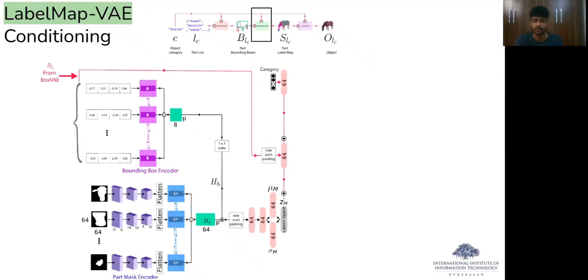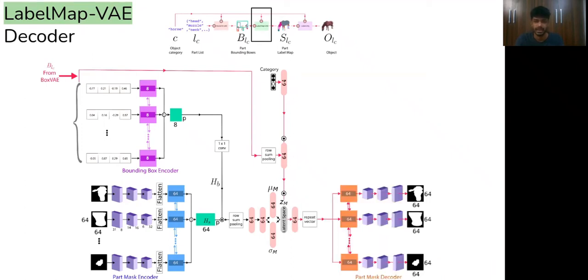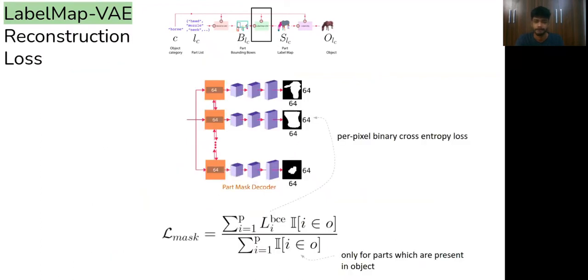Similar to the previous module, the latent space is conditioned, but on the object category and the aggregated bounding box representation in this case. In a manner that complements the encoding stage, the decoding stage of the label map VAE transforms the latent representation into binary masks of the object as shown. The reconstruction loss is per pixel binary cross entropy averaged on a per mask basis and subsequently over parts present in the object.